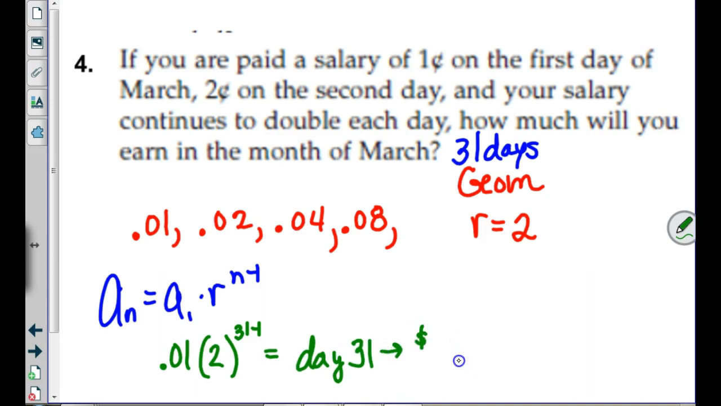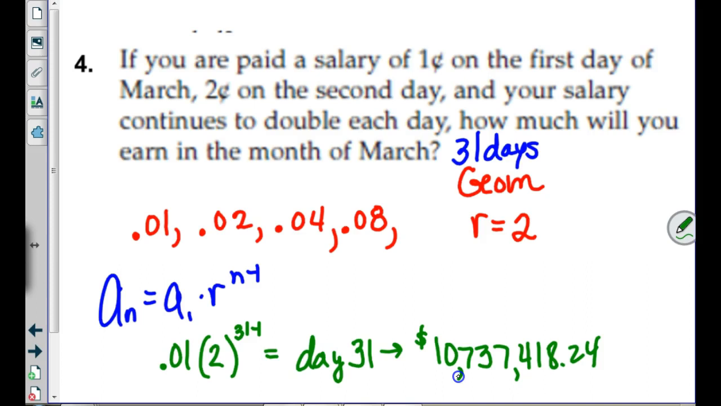We did change it to dollars, by the way, because we made it 0.01. Read me that number. Okay, just read me digits. 10, 7, 3. Someone else get that? Okay. That's just the 31st day. It's ridiculously small to start.